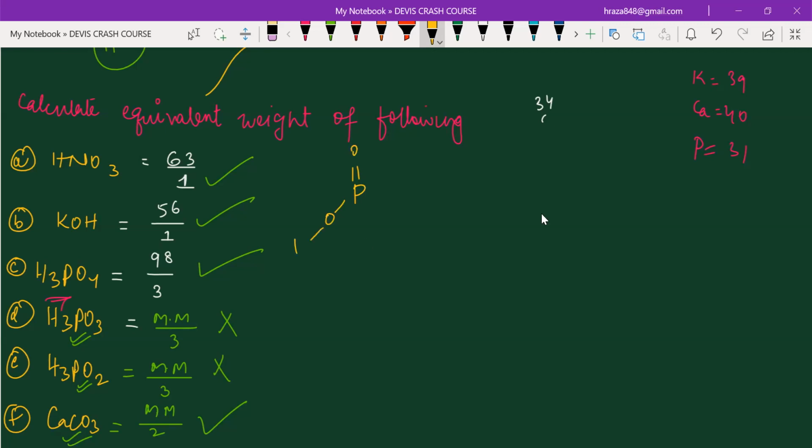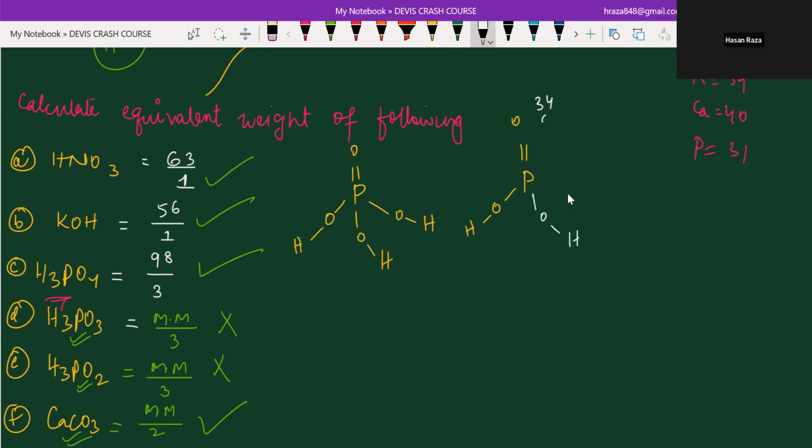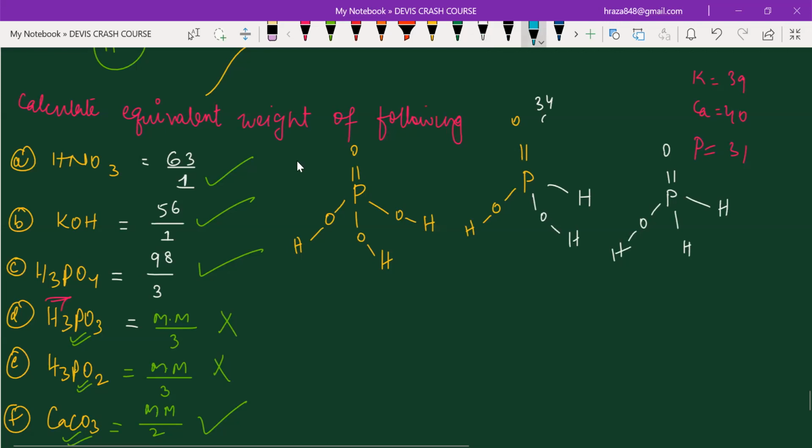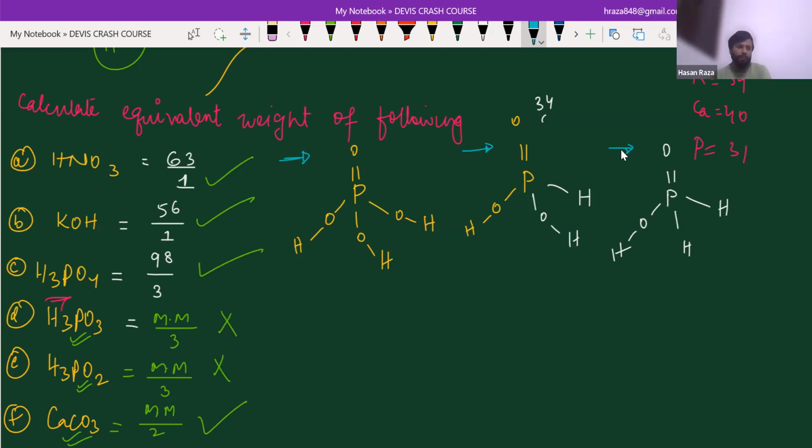So see, this is the structure of H2O. Do you know how to write the structure of inorganic compounds? You have studied it in chemical bonding class. We will see how to calculate the structure. It's very easy.